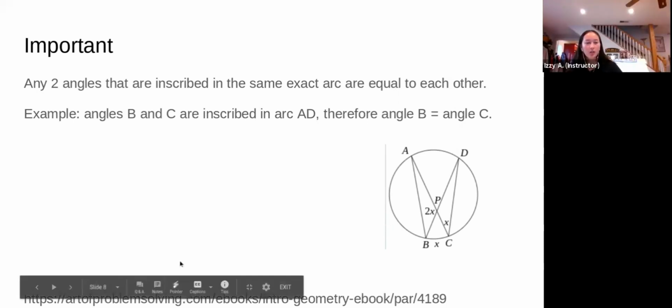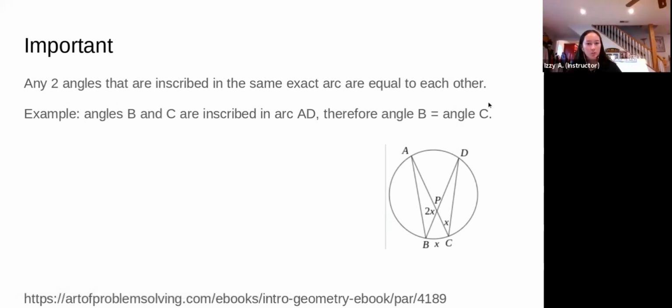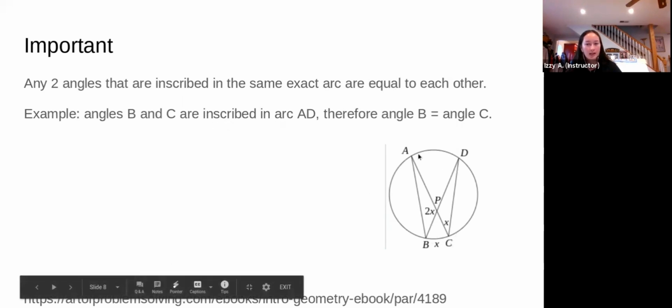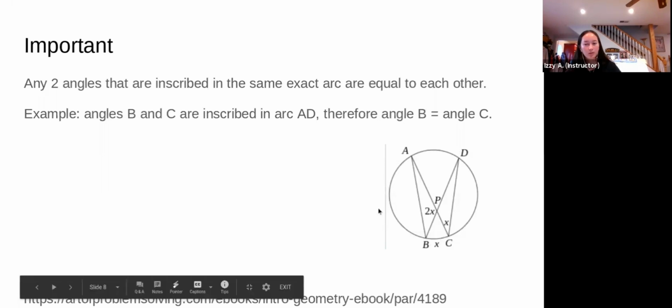Next, any two angles that are inscribed in the same exact arc are equal to each other. For example, angle B and C are inscribed in arc AD, therefore angle B is going to be equal to angle C. Remember, an inscribed angle is when the ends of the angle and the vertex of the angle are touching the circumference of the circle. In this case, both angles B and C, the ends are touching A and D, so they're going to be equal to each other.